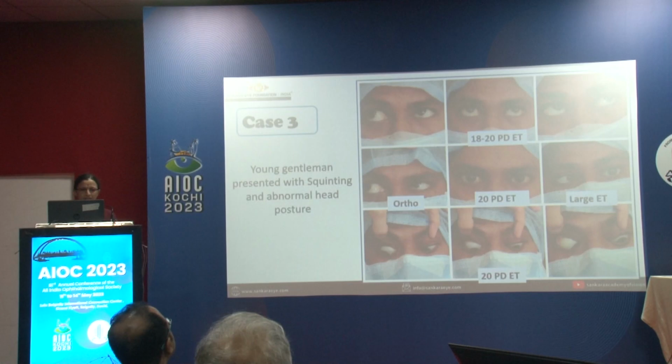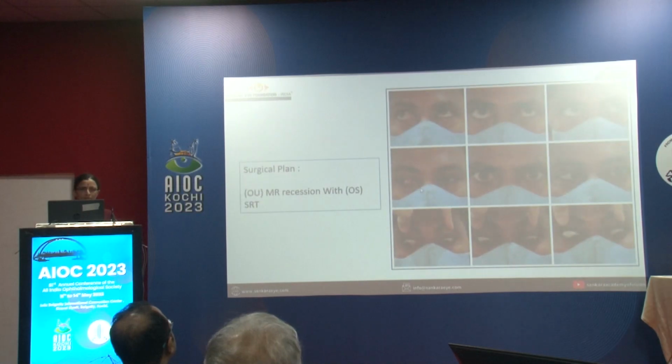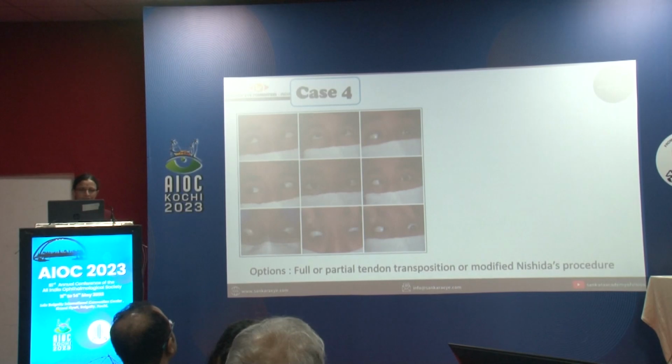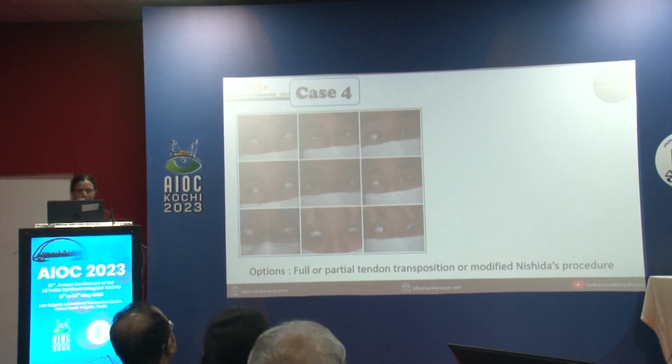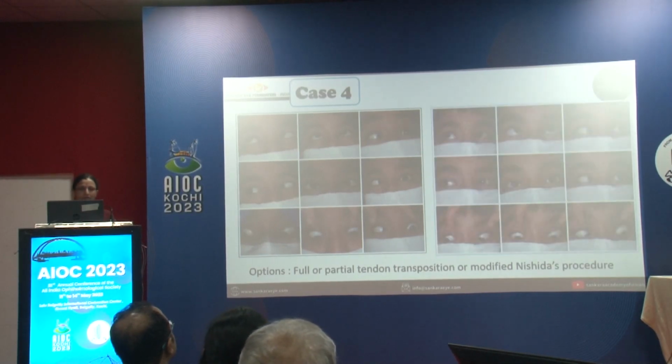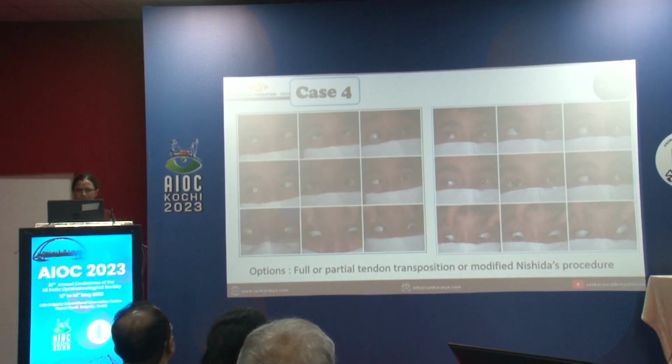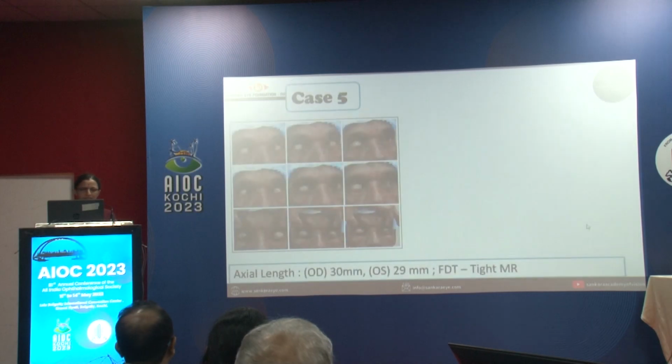This is a gentleman with esotropia, apparent abduction limitation, small amount of upshoot. Case of DRS, you would choose between SRT or a bimedial recession. The last case, what we were looking at in the congenital sixth nerve palsy. So you have options in terms of full tendon, partial tendon, or a modified Nishida. Modified Nishida proves effective in this particular scenario.